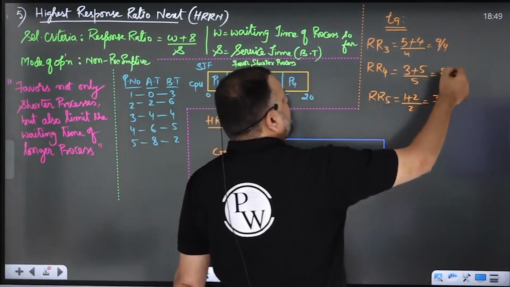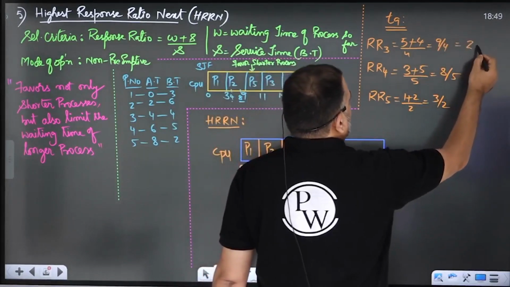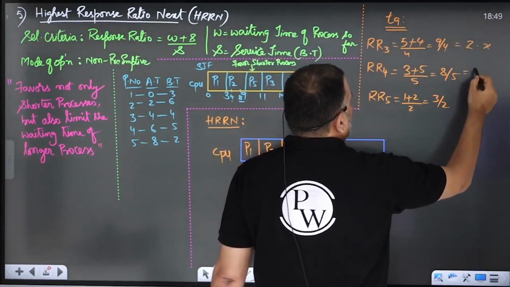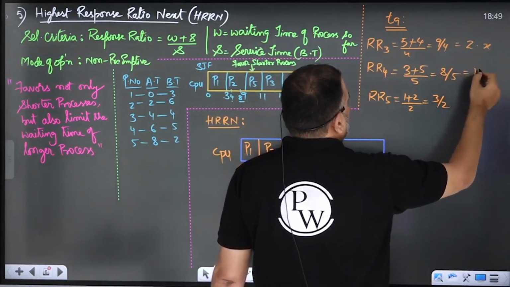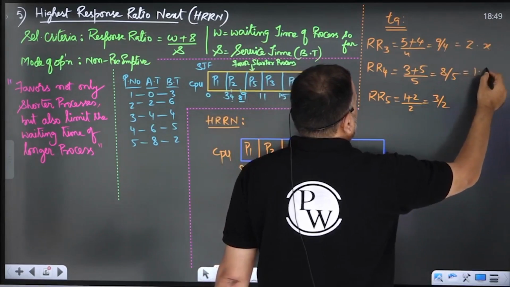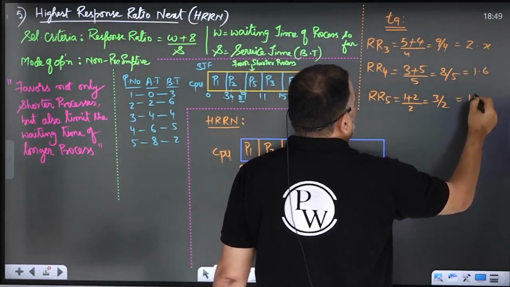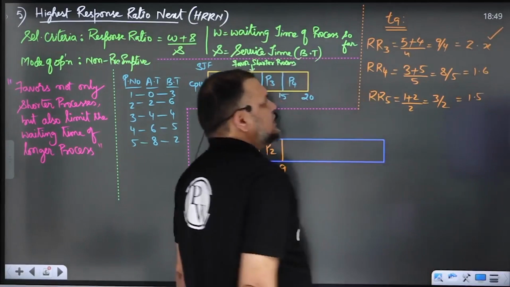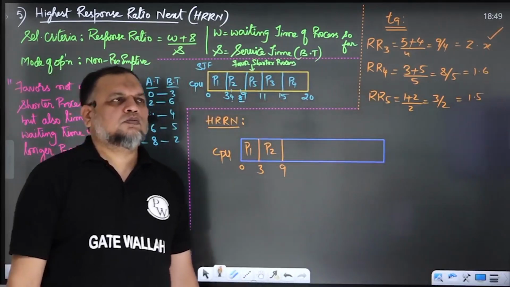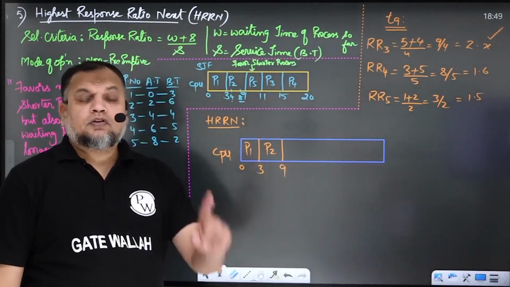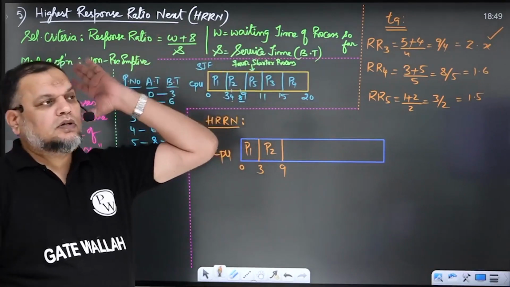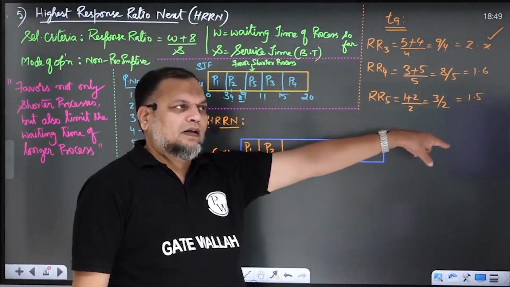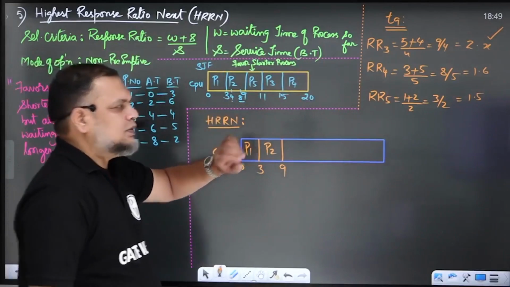Among these values, 9 by 4 is 2.25, 8 by 5 is 1.6, and 3 by 2 is 1.5. So the response ratio of process 3 is higher, not 4 and 5. So therefore, who will run? Process P3 will run.